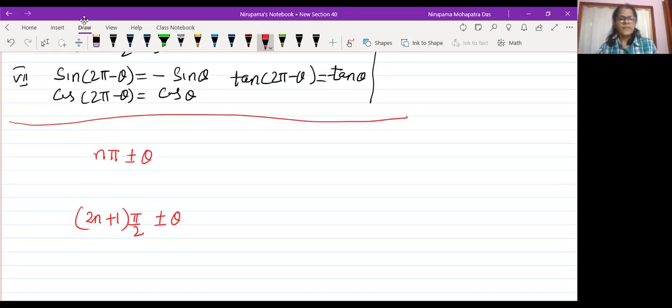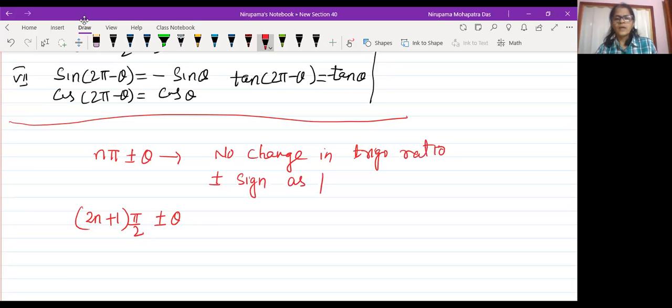Whenever you have this thing, so what will happen? No change in trigo ratio. Change in sign, yeah, you can write here plus minus sign as per the quadrant. I'll take an example. But whenever it is odd multiple of pi by 2 plus minus theta, here change in trigo ratio.